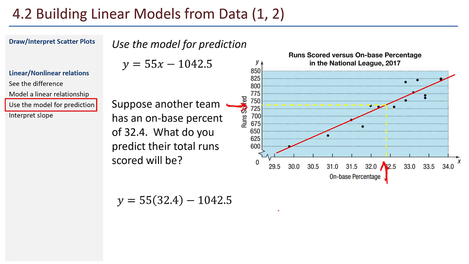Let's plug in 32.4 for x. And when I do that, I get 739.5. So I would say, if there is some team that just happens to have an on-base percentage of 32.4, then a reasonable prediction for the total number of runs that they scored will be 739. Yeah, maybe 739, 740, somewhere around there.